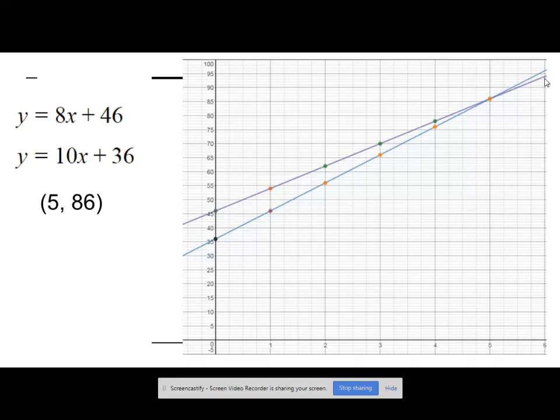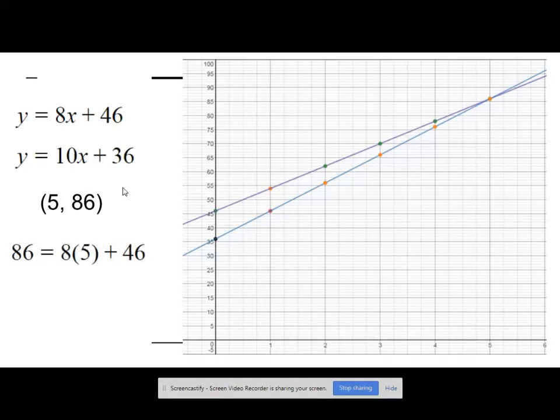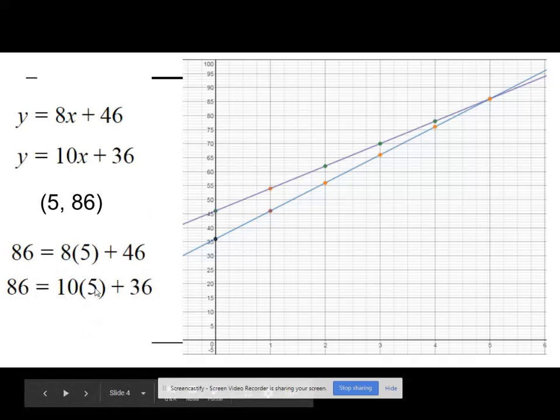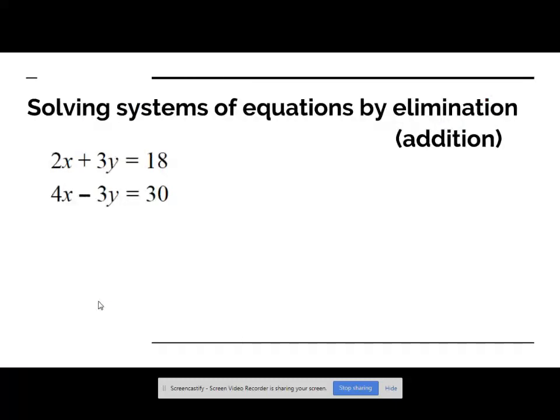If I know that I don't use my gigabytes very often, most of the time I'm around Wi-Fi or something, I only use 2 gigabytes a month, well, then I'm definitely going to go with the second equation here, the second plan. Checking my answer, if I plug 5 back into the first equation, the first plan, I get $86. I plug 5 back into the second equation, I get $86 again. And so I can check my answer to make sure that it is correct.